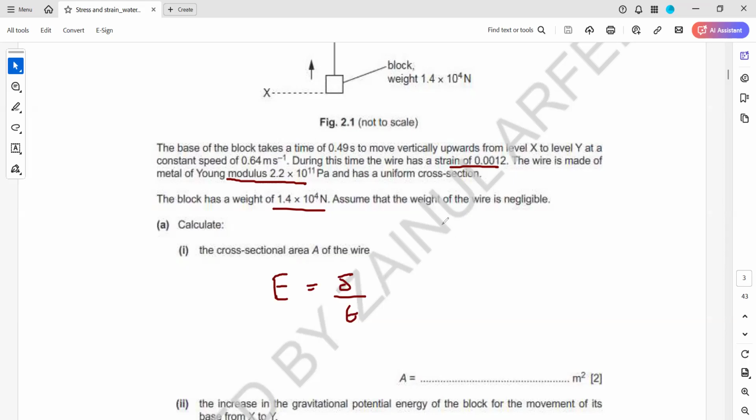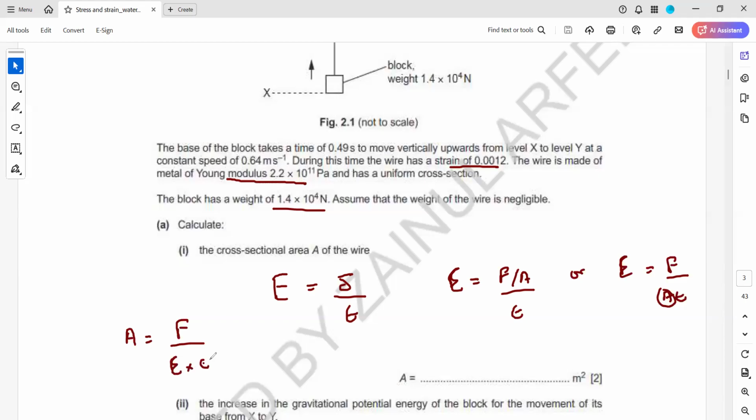What is stress? Stress is force over unit area. So I can substitute the values directly. Young's modulus will be equal to F over A, divided by strain. If I need the cross-sectional area, A will be the force divided by the Young's modulus times the strain. So how much force is there?